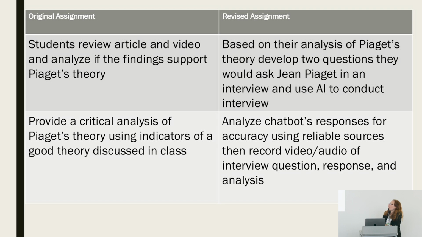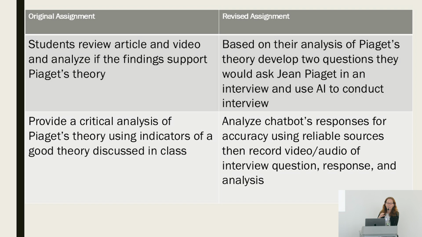In the original assignment, I have students review recent literature, and I have them look at YouTube videos demonstrating recent experiments in childhood cognitive developmental psychology. And then they have to analyze if the findings of that recent paper that I assigned them and the video demonstration align with, support, or do not support popular developmental theory. Specifically for this assignment, it's Piaget's childhood cognitive developmental theory.